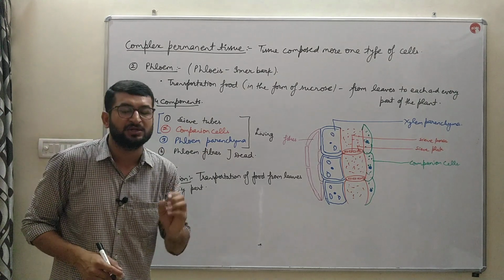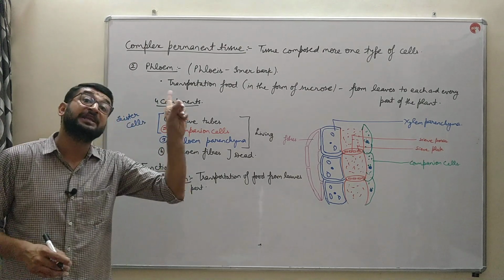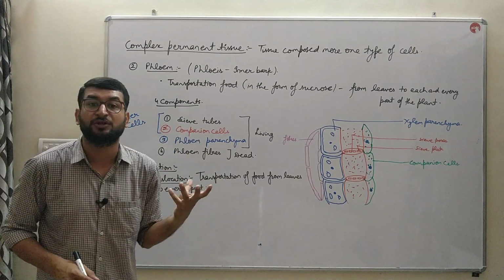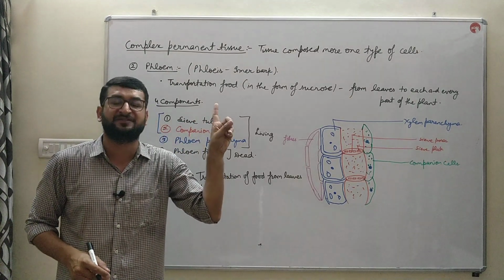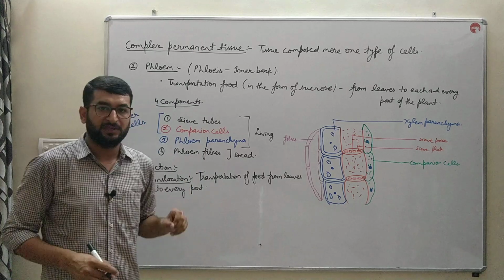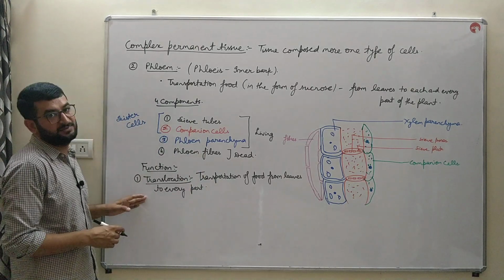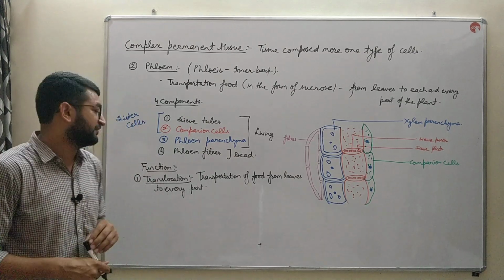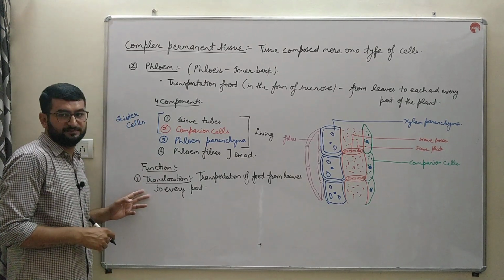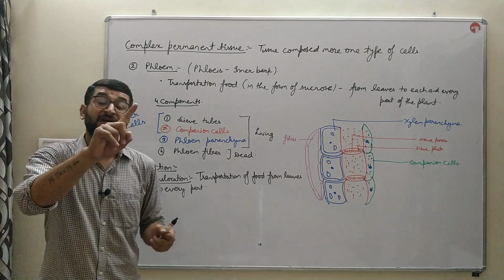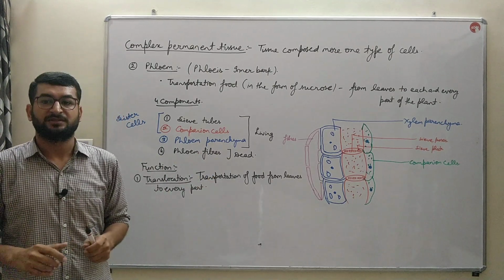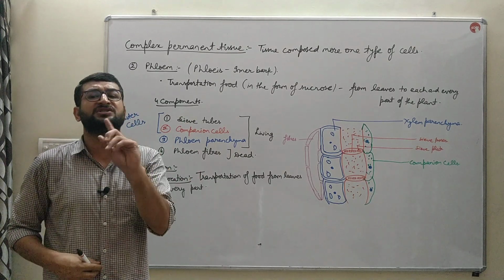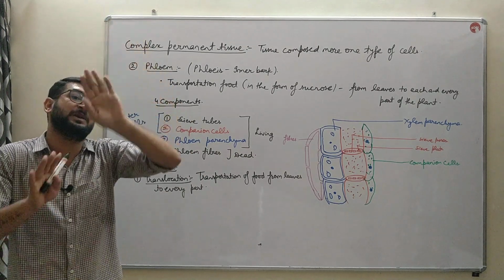as translocation. Transpiration was the removal of excess water through stomata. That was transpiration that we had studied in xylem. This is translocation, the transportation of food from the leaves to each and every part of the plant. In transpiration, no energy was required. In the transportation of water and minerals, no energy is required. Only pressure difference plays the part.